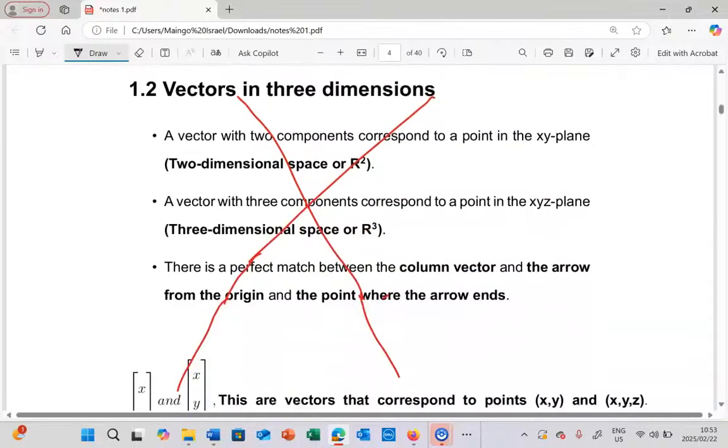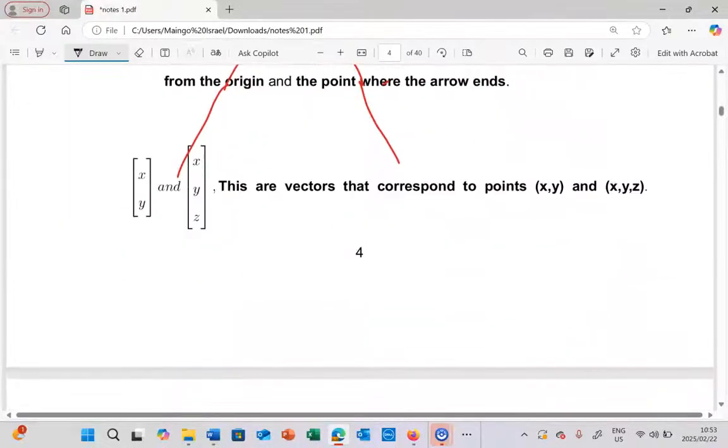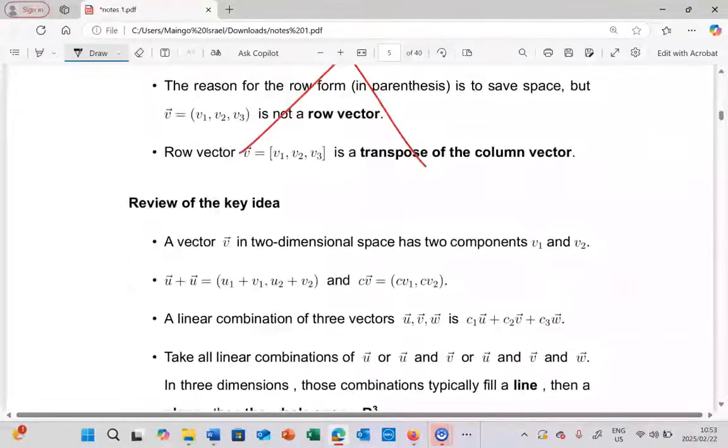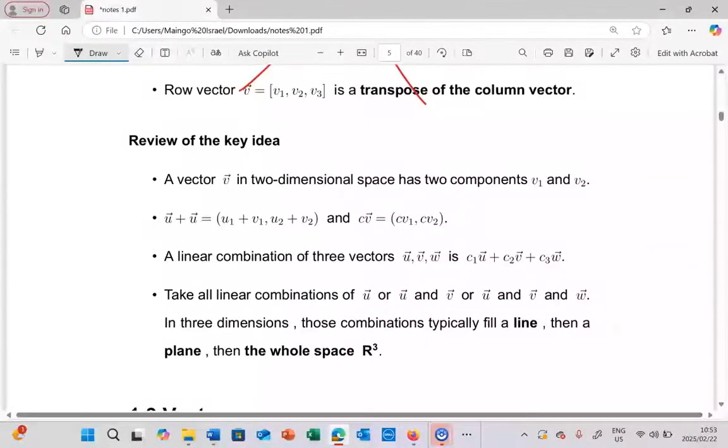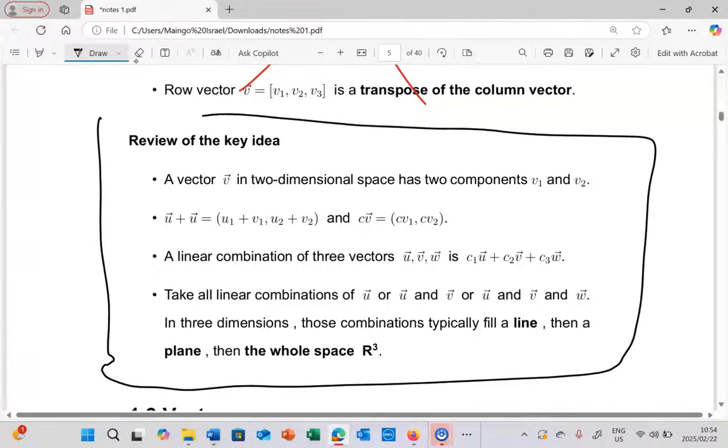So now you know the dimensions of vectors. Now let's go through the review of the key ideas. What is really happening here? The review of the key ideas of what we have covered so far. A vector v in two-dimensional space has two components, v1 and v2, as I demonstrated above.